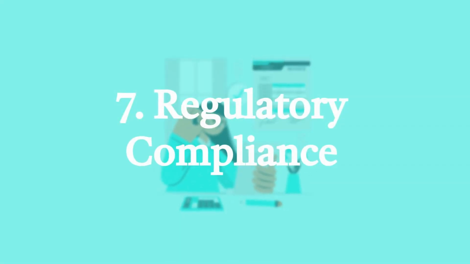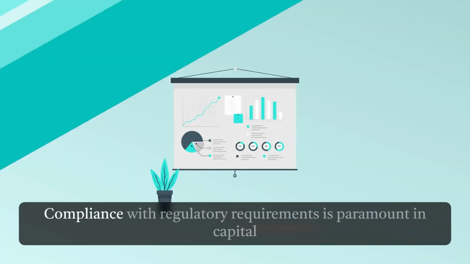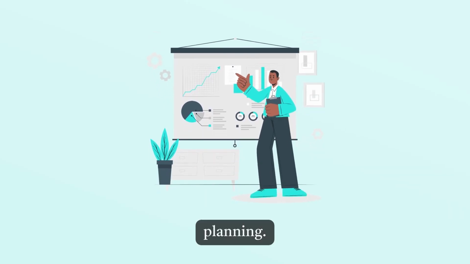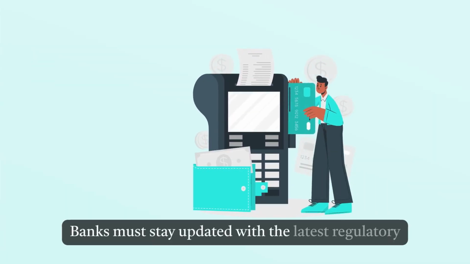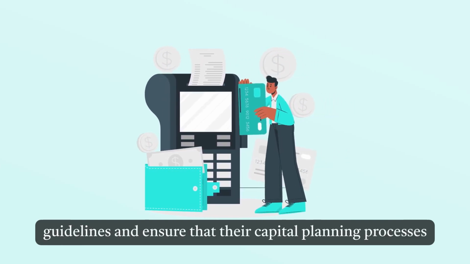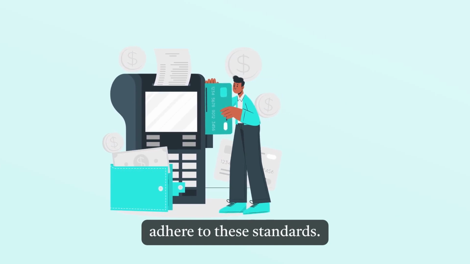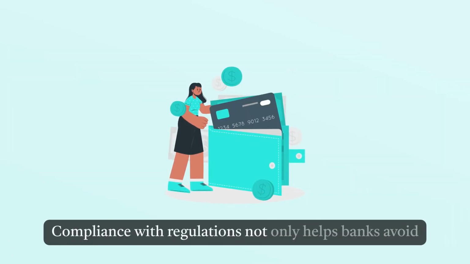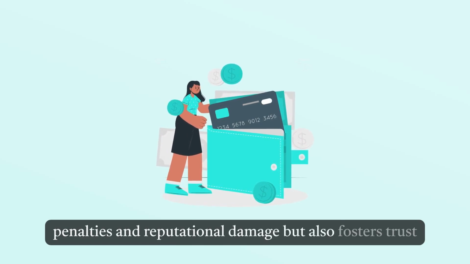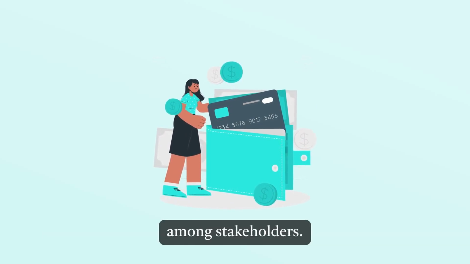7. Regulatory compliance. Compliance with regulatory requirements is paramount in capital planning. Banks must stay updated with the latest regulatory guidelines and ensure that their capital planning processes adhere to these standards. Compliance with regulations not only helps banks avoid penalties and reputational damage, but also fosters trust among stakeholders.